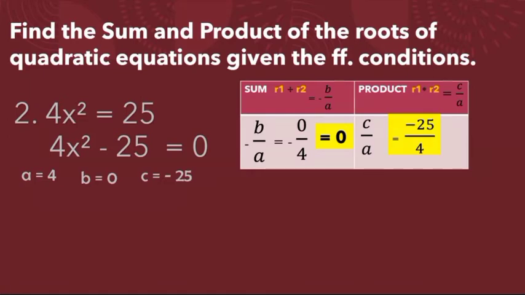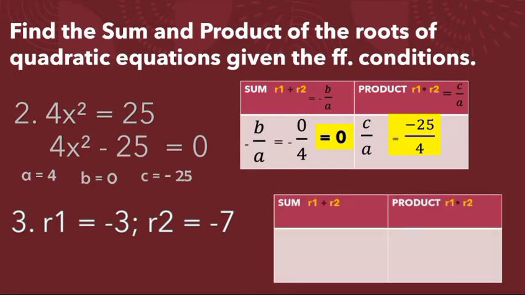For the third example, how about if the roots are given? R1 is equal to negative 3, R2 is equal to negative 7. So, to give the sum, again, add lang natin, negative 3 plus negative 7 is equal to negative 10. To get the product, multiply the roots. Negative 3 times negative 7 is equal to positive 21.